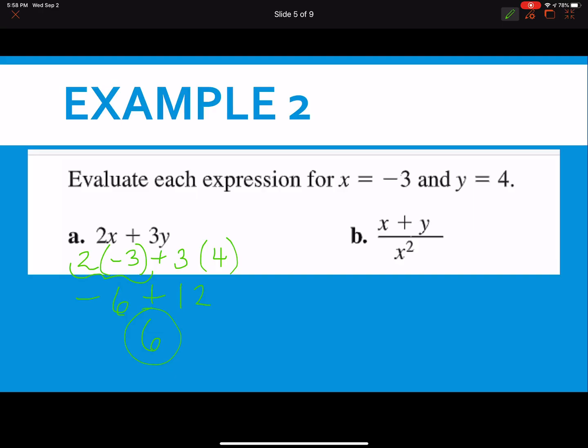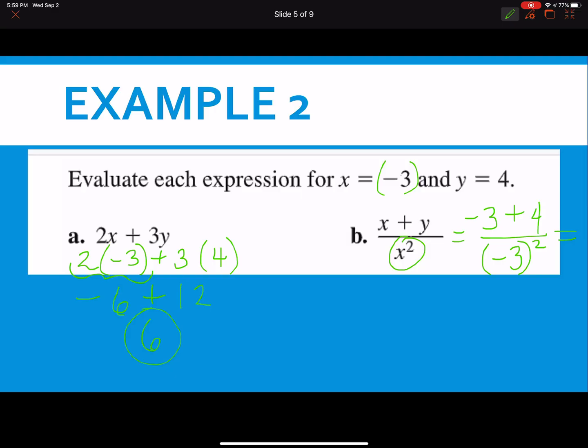On B, I have a fraction bar. A fraction bar is also a grouping symbol. I'm going to substitute a -3 in place of x. I'm going to substitute a 4 in place of y. And I also have an x in the denominator. Now notice x is being squared. So I need to pay attention to that when I'm substituting a negative value. So I want to include my -3 inside parentheses, and I'm squaring that -3.